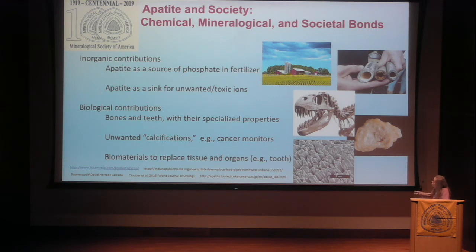Then biologically, we've just heard about bones and teeth. They have specialized properties. These come from special compositions of biological apatite. The unwanted calcifications, but hey, maybe we can spin this into some sort of cancer monitor. And then, of course, biomaterials to replace tissues and organs. And here you see synthetic enamel being grown.